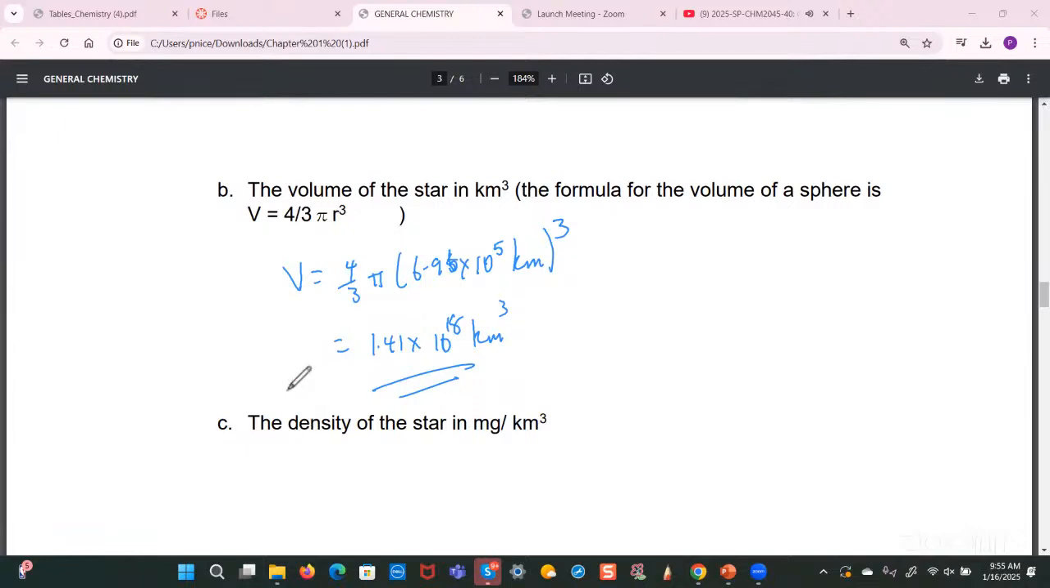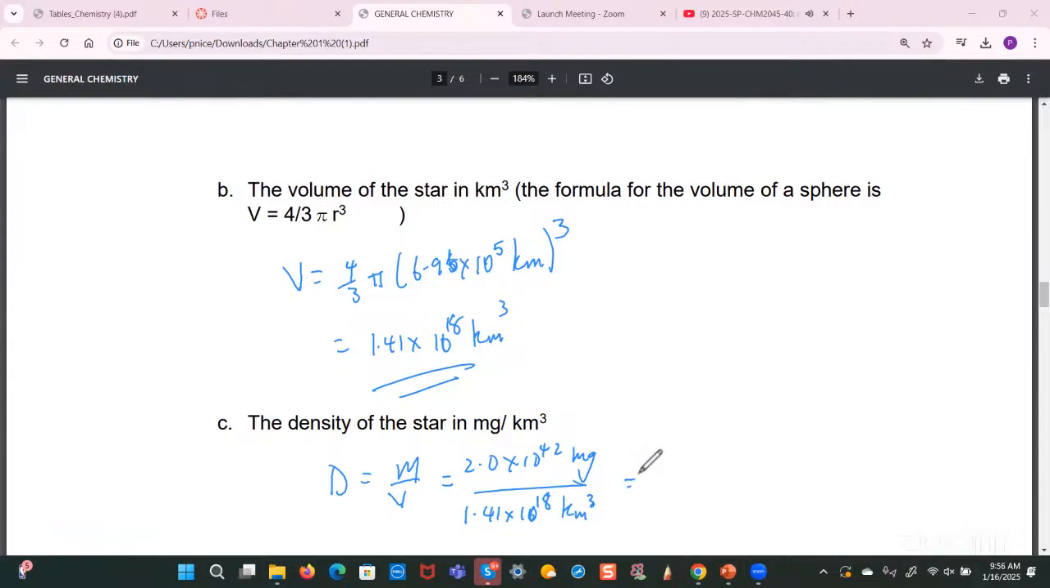And then the question is asking in the C part, the density of the star in milligrams per kilometers cubed, right? So density, of course, equals mass over volume. What was the mass we got before in the A part? And somebody remind me, 2.0 times 10 to the 42. That would be in milligrams, divided by the volume that we just determined here, 1.41 times 10 to the 18 kilometers cubed. So let's see what that gives.